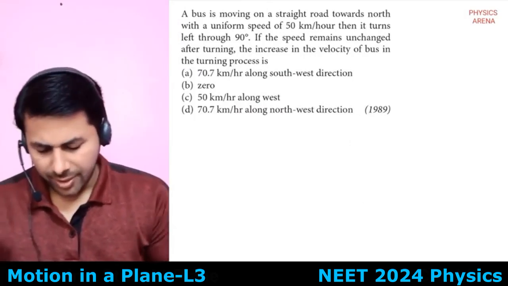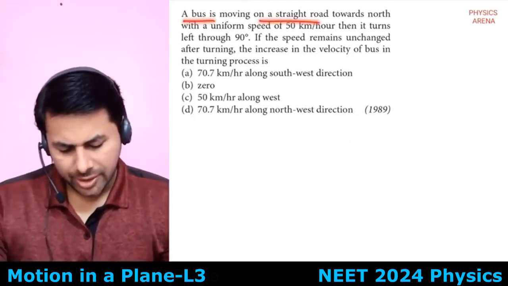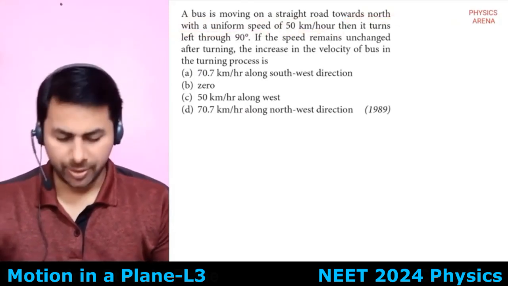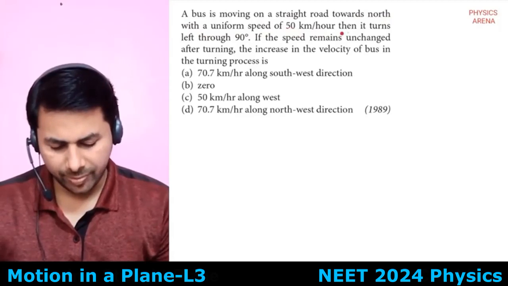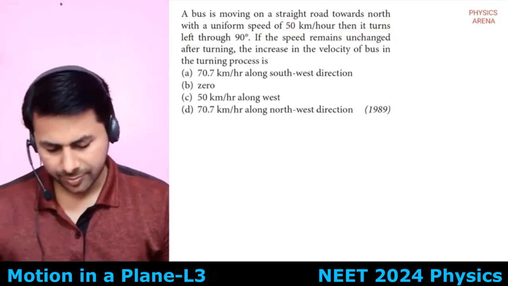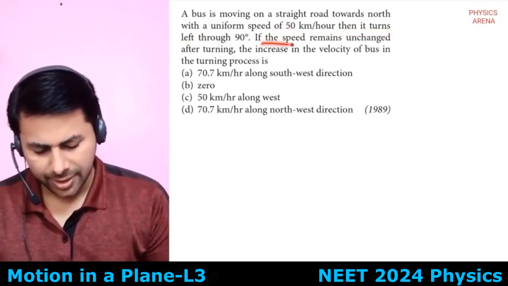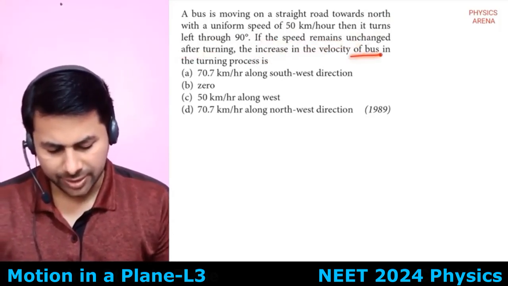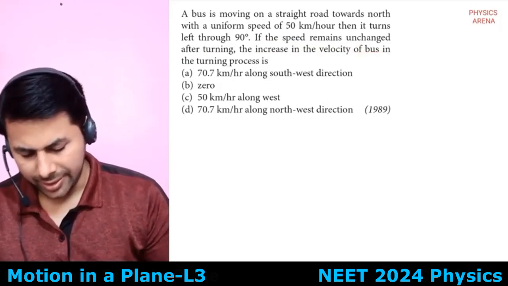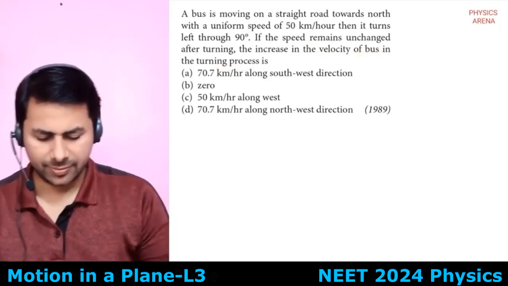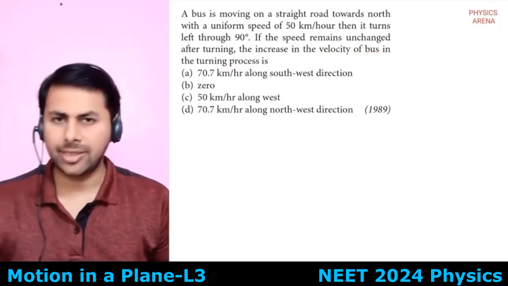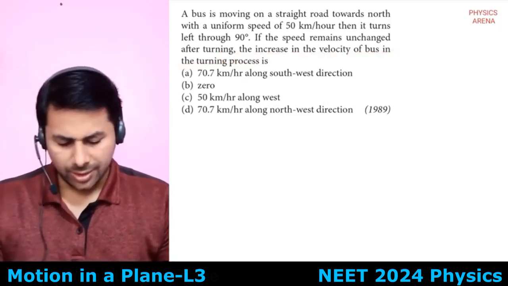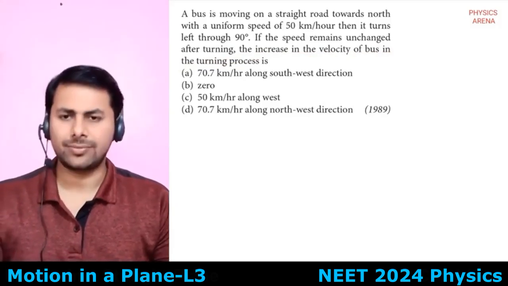Next question. A bus is moving on a straight road towards north with uniform speed. It is moving with uniform speed 50 km per hour. Then it turns left through 90 degrees. If the speed remains unchanged after turning, the increase in the velocity of bus in taking the turning process is, tell me, speed remains constant. The increase in the velocity of bus in turning process.